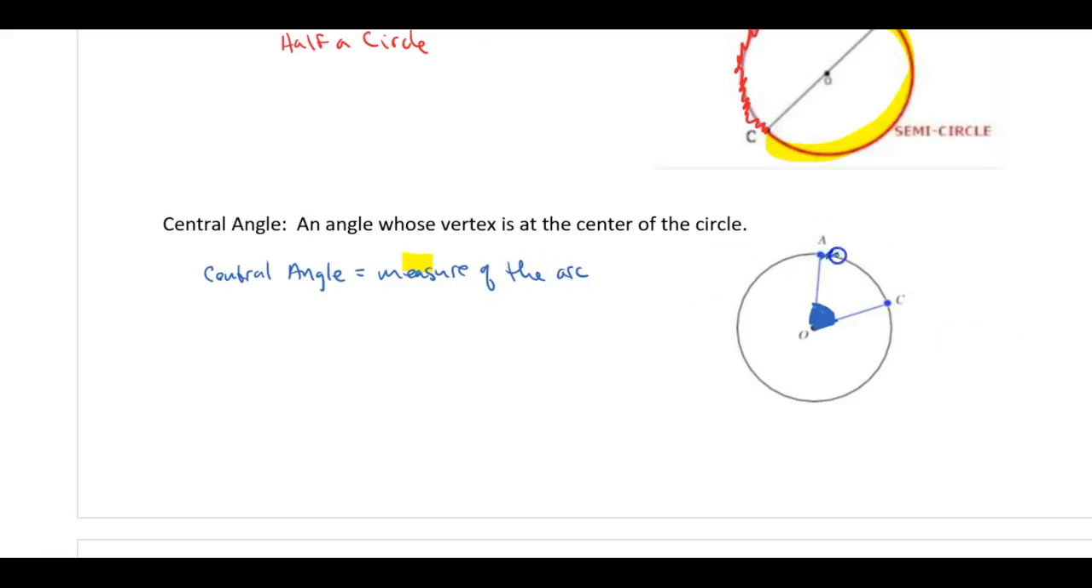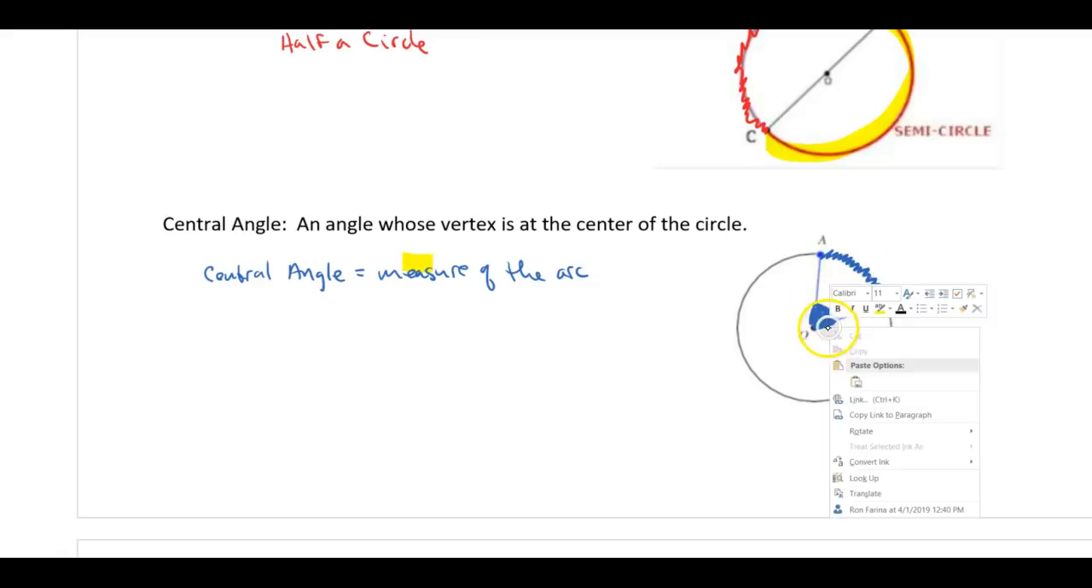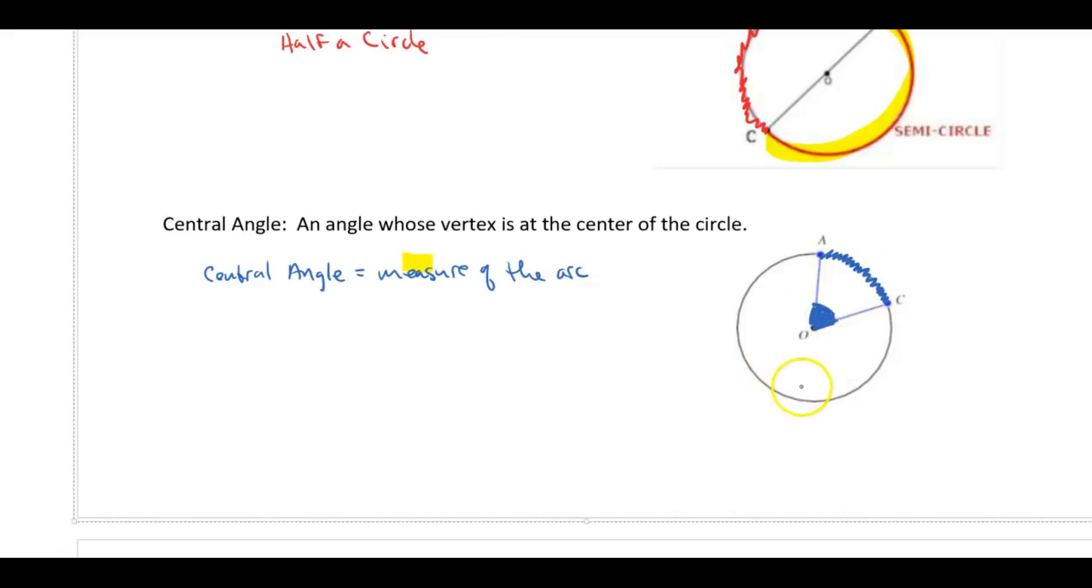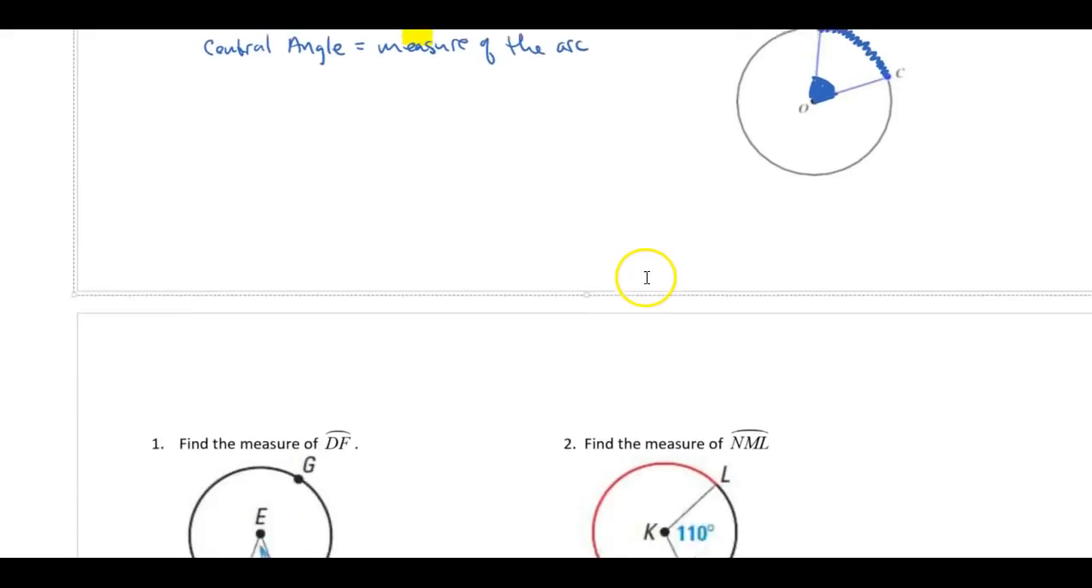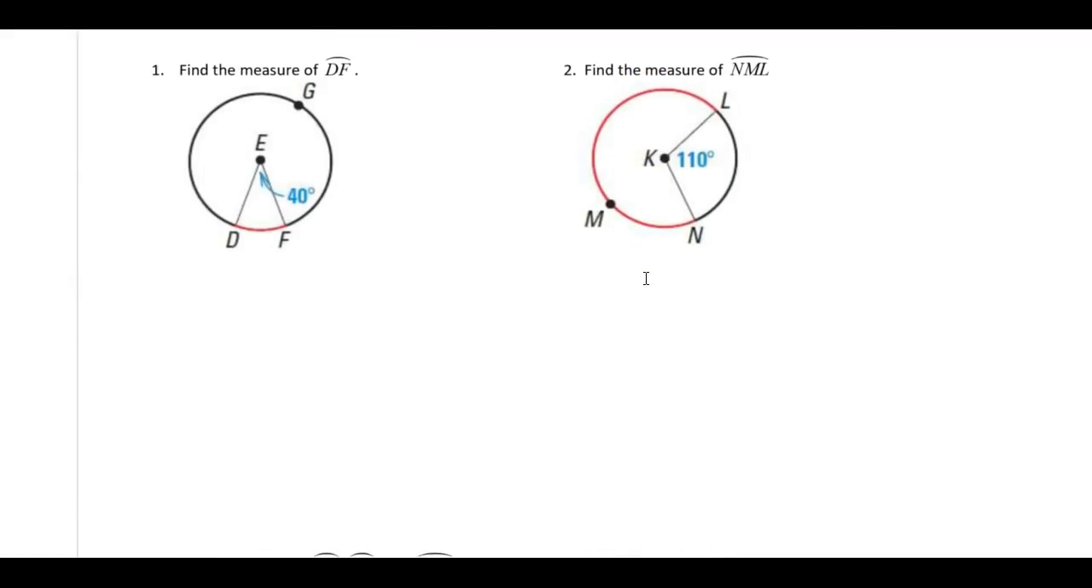So that would be this arc here. So the angle that eats the arc, those two are congruent. Okay, and that's very, very important as we move forward. Okay, so let's look at some examples here.